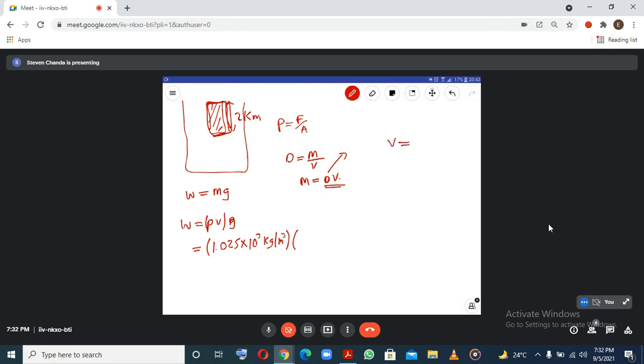Volume is equal to mass over density. So now we're getting our volume. I couldn't explain that earlier on. So we've gotten that, right? So now we get our g.